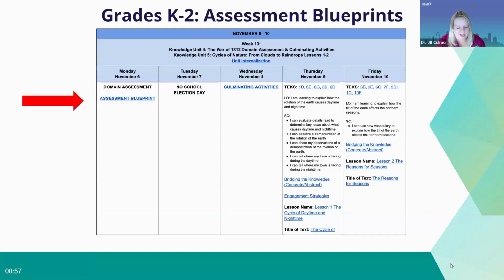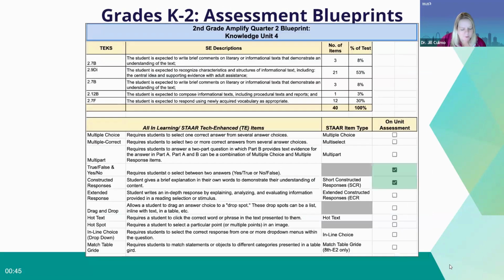Another feature you may have noticed on the IPC is that when there is a unit assessment, there is a blueprint linked for you to view the TEKS that are included on that assessment. The blueprint will show you the number of items for each of the TEKS tested. Additionally, it will give you an overview of the types of questions students will be expected to complete.